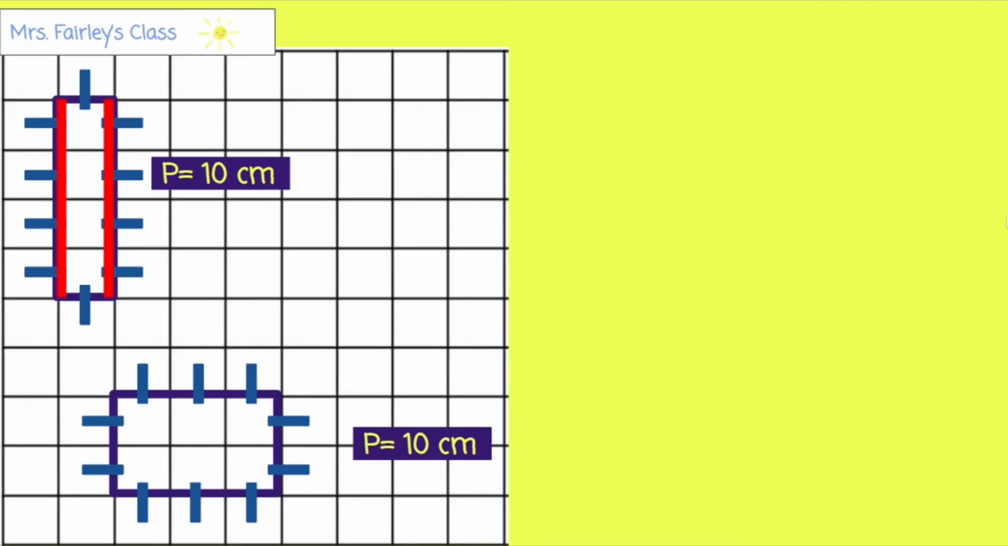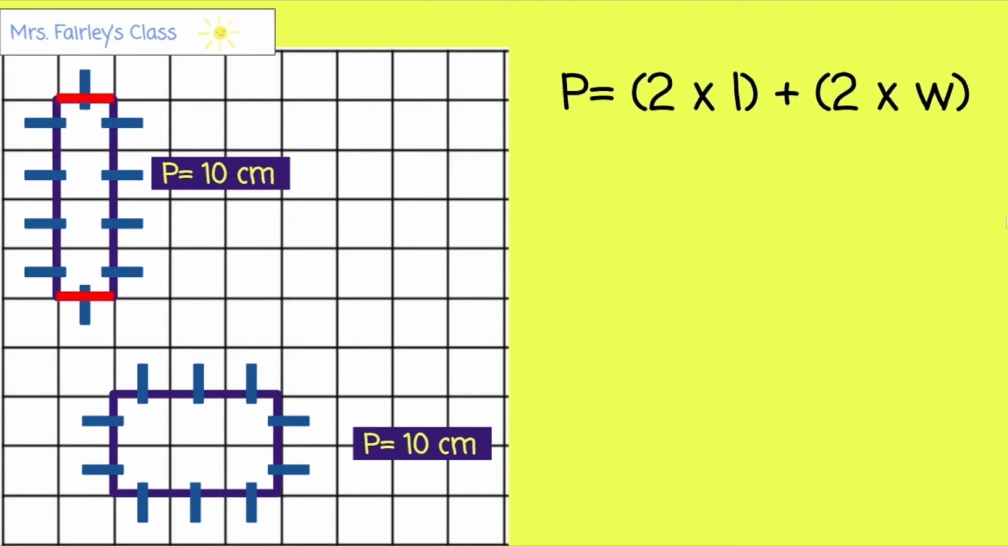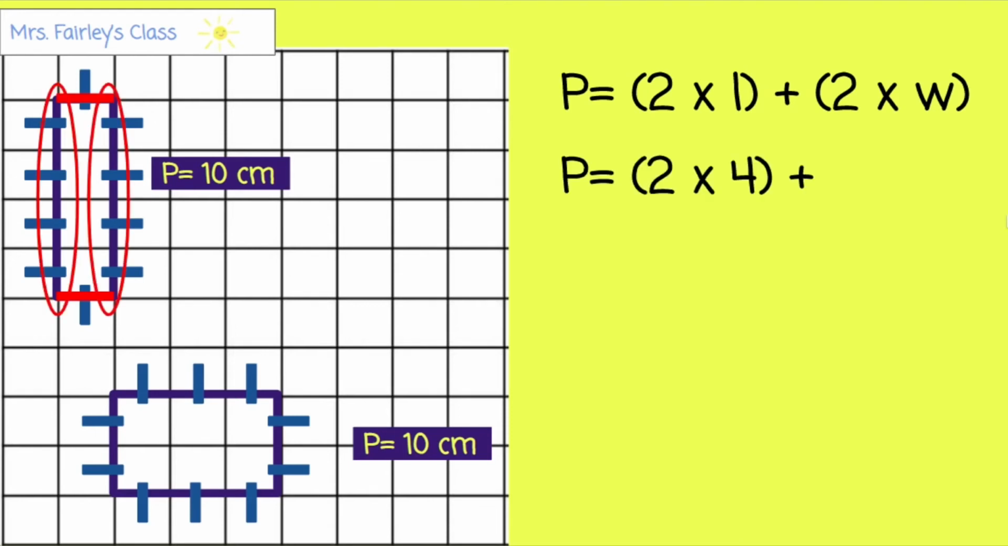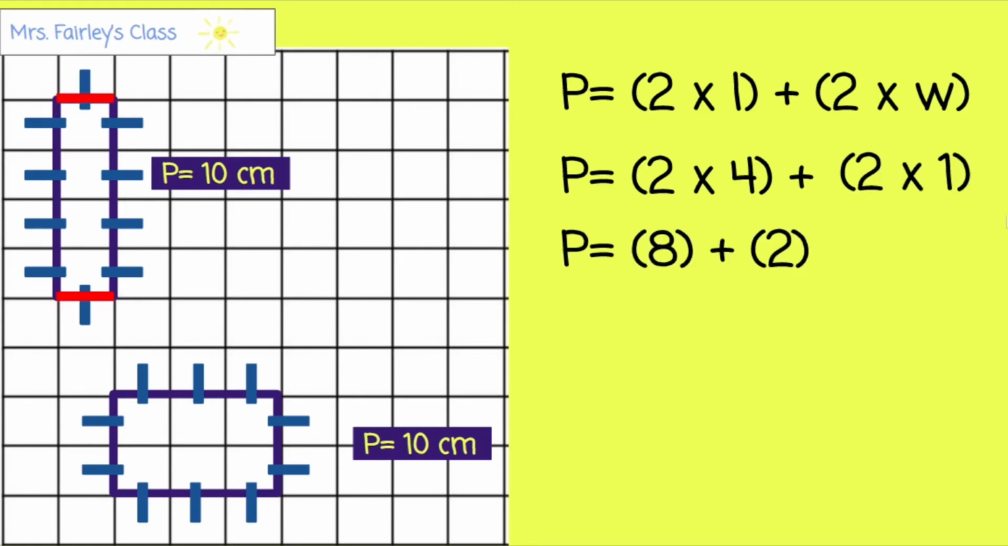We're going to look at the length on the left and right, and the width on the top and bottom. Remember our formula, 2 times length plus 2 times width. So within the first parentheses, 2 times 4, because 4 is our length, plus 2 times 1, because 1 is our width. That gives us 8 plus 2 for a total perimeter of 10 centimeters.